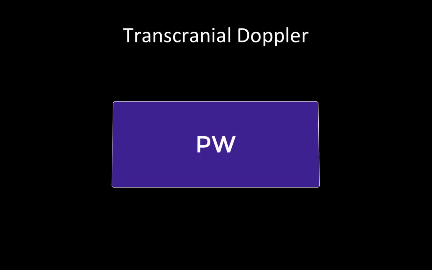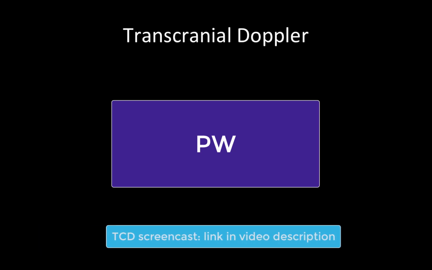All right, moving on to transcranial Doppler. So TCD is an emerging non-invasive way to monitor for intracranial pathology. Here we're going to use two methods, color Doppler initially to locate blood vessels, followed by pulse wave Doppler to measure velocities. And for more on how to actually do this, again, see the screencast on the Western Sono site, linked in the video description.